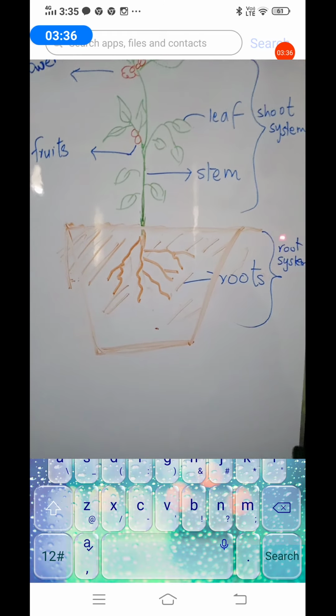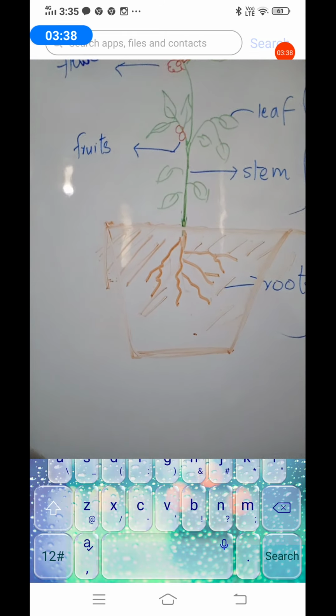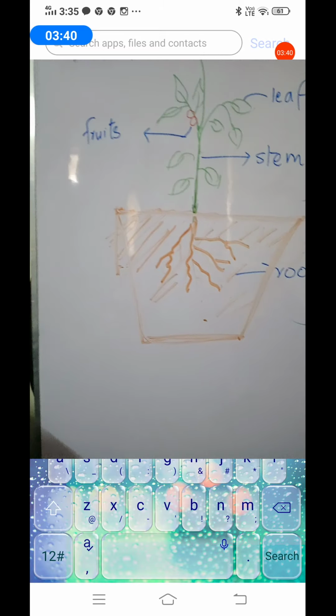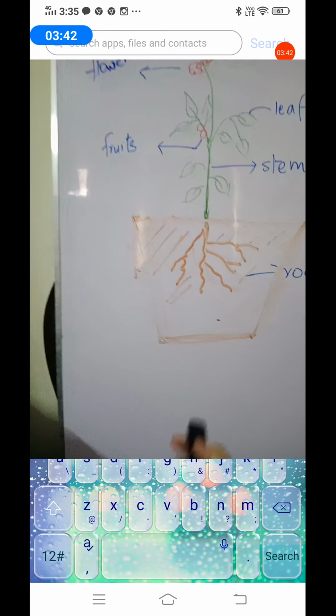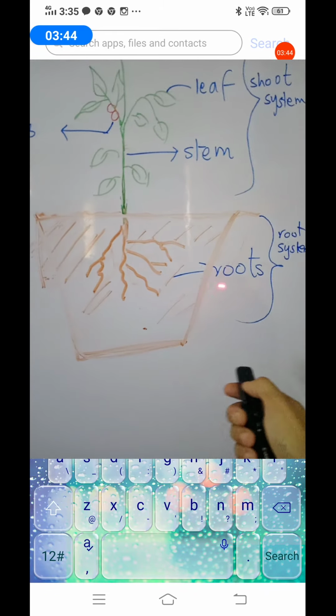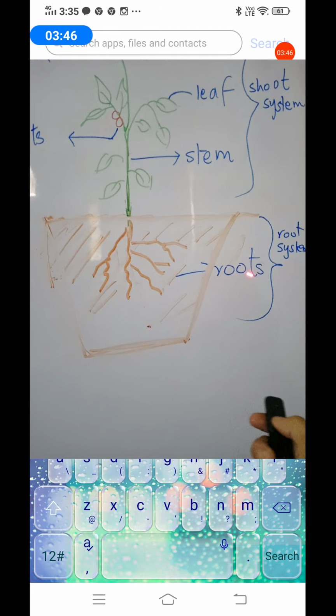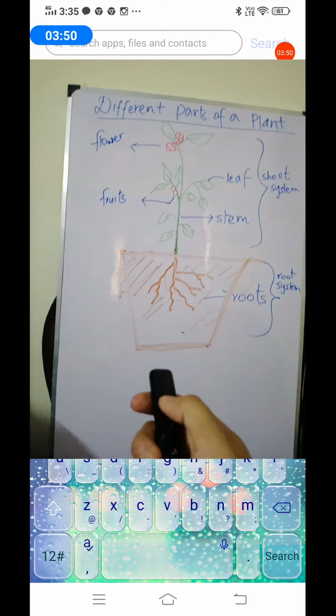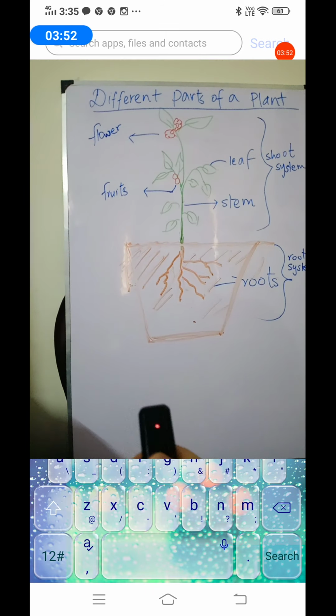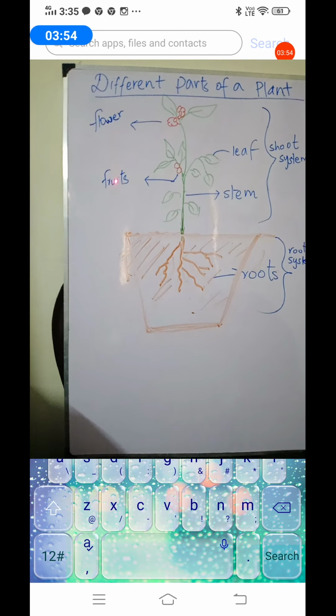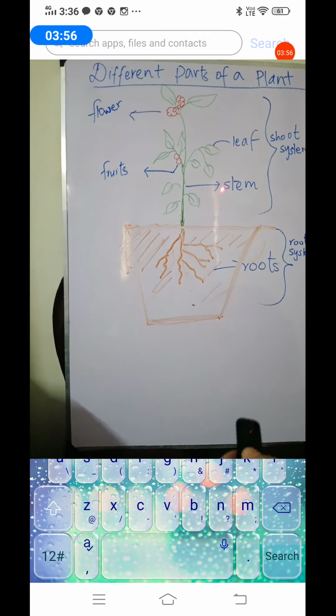So what does the root system comprise of? What is it in the flower pot that you cannot see but it exists? It is roots. That's all. In the root system, there are roots. In the shoot system, there are four parts: flower, fruits, stem, and leaf.